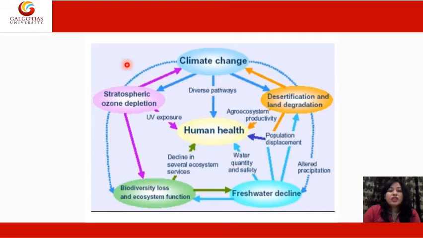Due to ozone layer depletion, UV rays exposure directly affects human health. Due to the loss of biodiversity, there is a decline in several ecosystem services, which affects human health. Due to the decline of freshwater, water quality decreases, which affects human health. So this is the whole chain due to climate change.